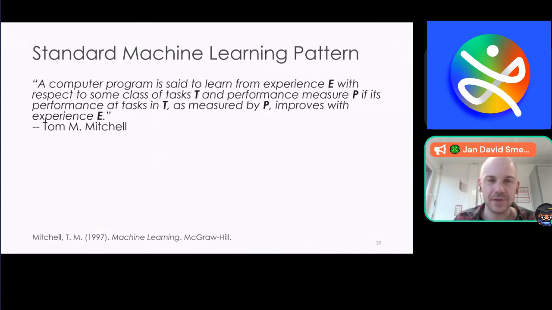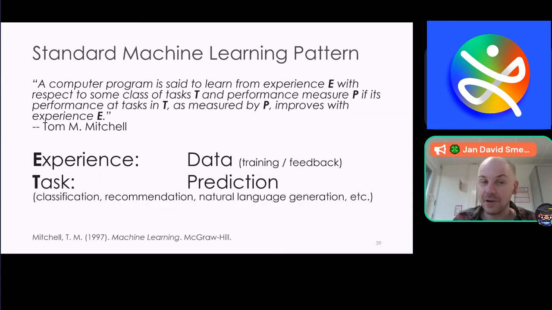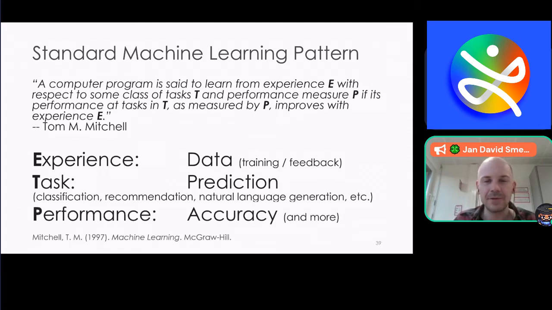And there's the standard machine learning pattern. So if we pull out these letters here in Mitchell's definition, experience usually is data in the systems, like training data or feedback data on the system performance. Tasks are very often prediction, maybe classification as well, recommendations, some natural language generation, etc. And then performance is usually measured in accuracy, and then we have additional measures, of course, and quite a lot. But as a general simplification, accuracy is a key outcome.